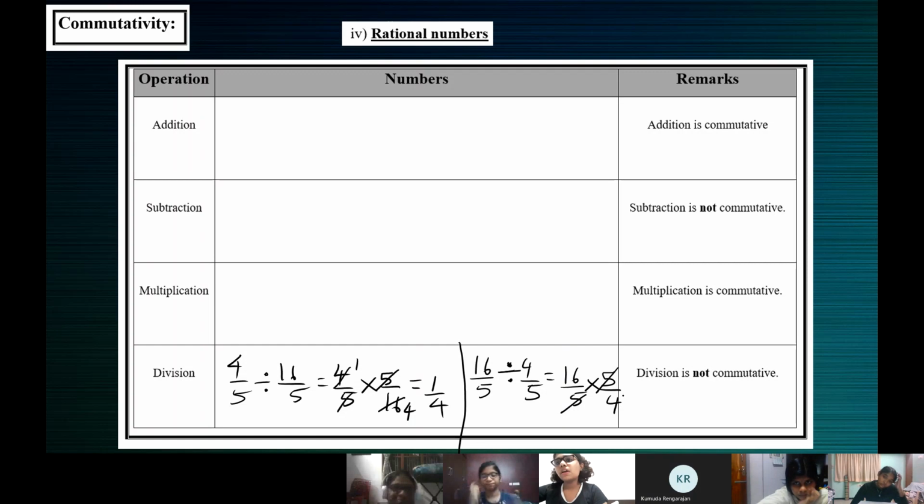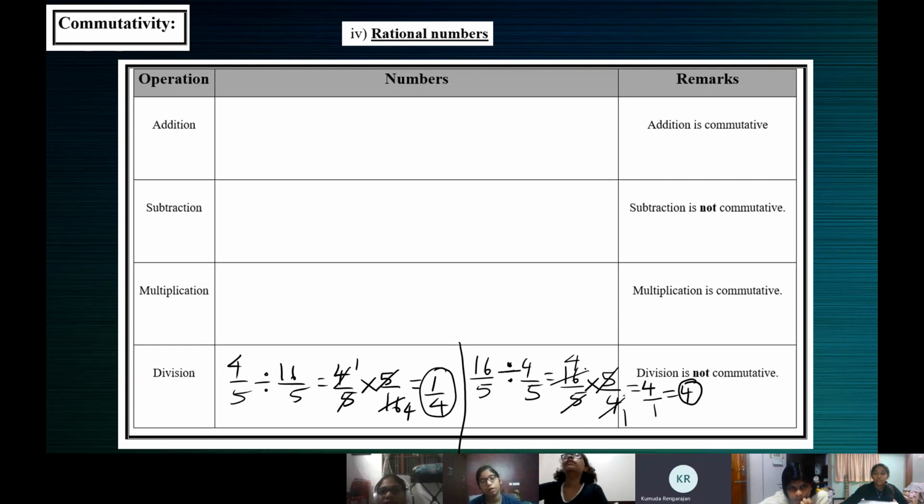If you're doing 16 by 4, we should again go to that table. So 4 will be changed into 1 and it becomes 4, ma'am. So now the answer is not equal, because here it is 4 by 1, and that was 1 by 4. So here the answer is 1 by 4. When we change the order, the answer is 4. So what is your conclusion about commutativity on rational numbers for division?